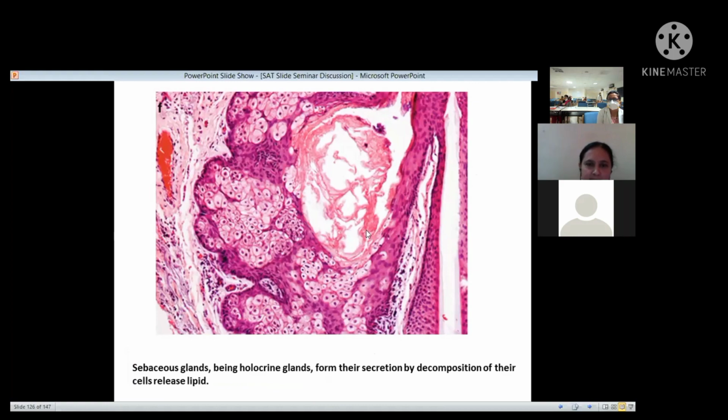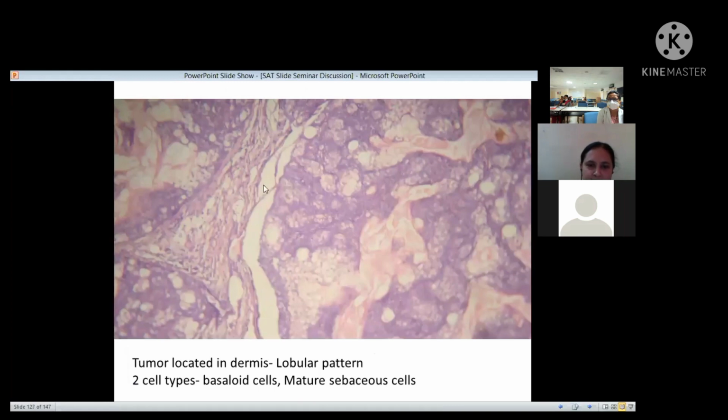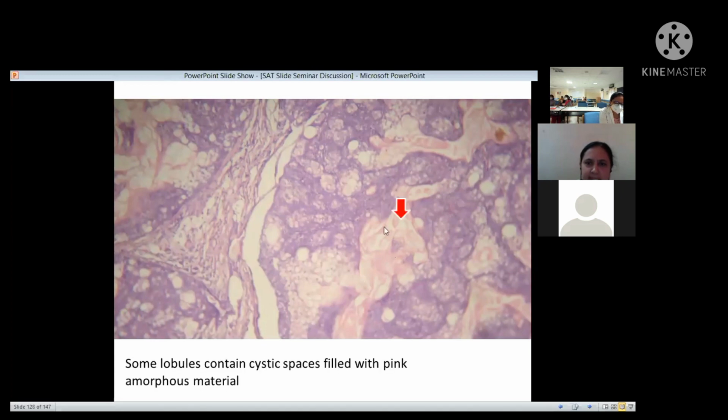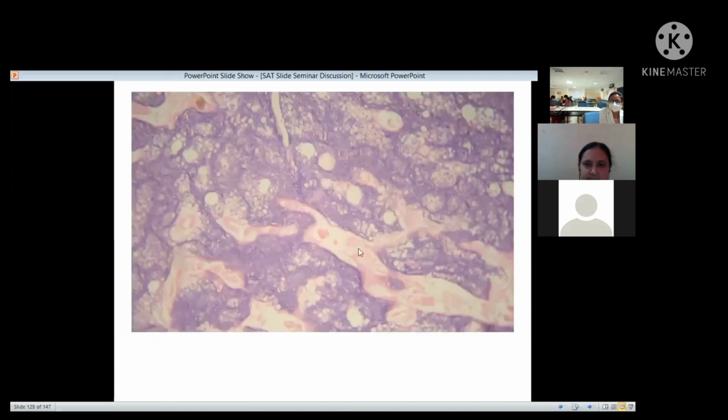Okay, this is the tumor, and this is located in the dermis. I had very few pictures of this slide. What we can appreciate is a lobular pattern, and there are two types of cells in this power. These are basiloid, and these are the foamy cells. These cells are also recapitulating the holocrine process in these tumors. There is a lot of pink amorphous material within these islands, and yes, the holocrine secretions are there.